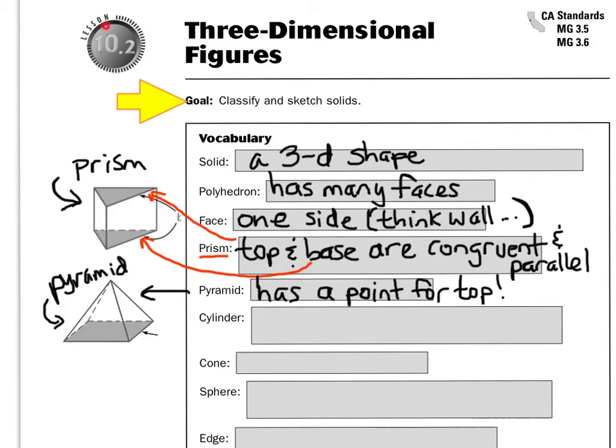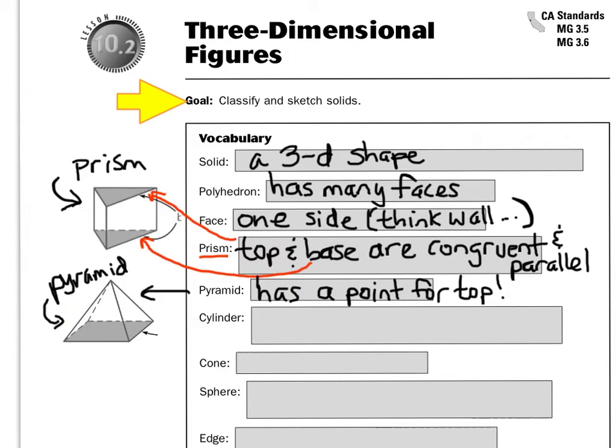Hello, you guys. Let's talk about Chapter 10, Lesson 2, three-dimensional figures. So our goal here is to classify. That means name and sketch these solids, these 3D shapes. A solid, anytime you hear me say solid, just means I'm talking about a three-dimensional shape. And here's one that's a prism, and here's one that's a pyramid.